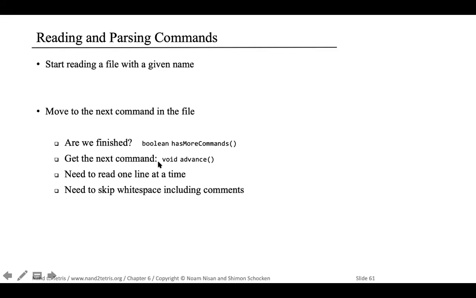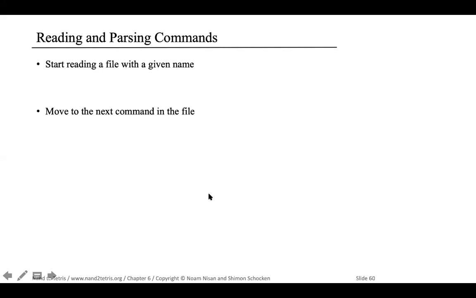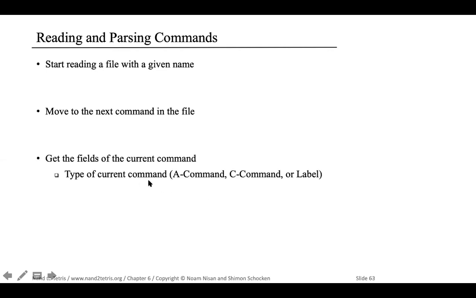Get the next command. You can create a function or a method to advance to the next command. You need to read one line at a time and skip white space. So these are the pointers you have to keep in mind while designing your assembler. Get the fields of the current command and identify what kind of command it is: an A command, a C command, or a label declaration.